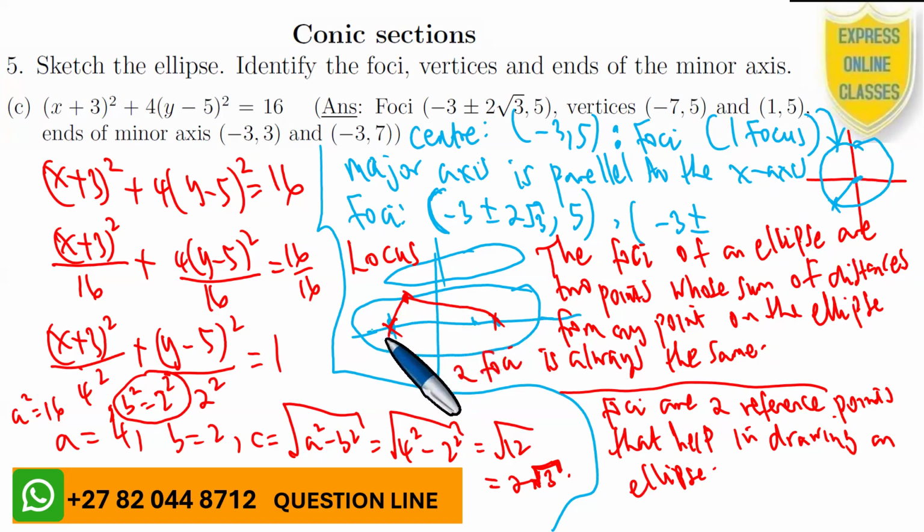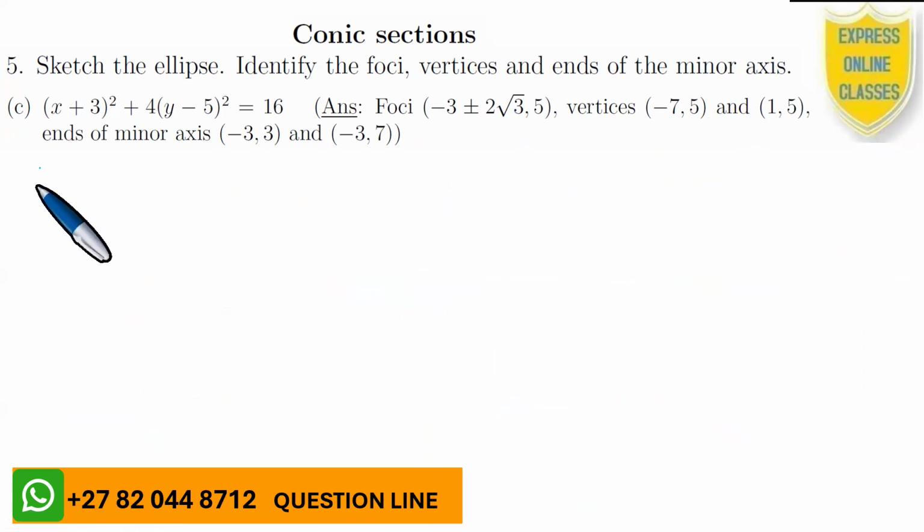But to draw an ellipse, you need to mark 2 points. Mark here, take a rope like this and trace it like this, and then you're able to determine the shape that is required. Right, so now we have this.